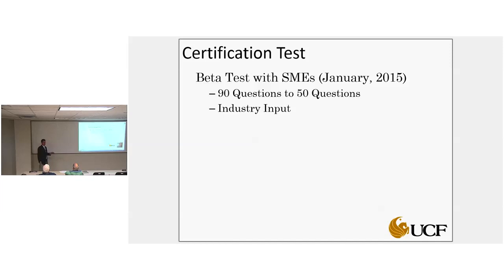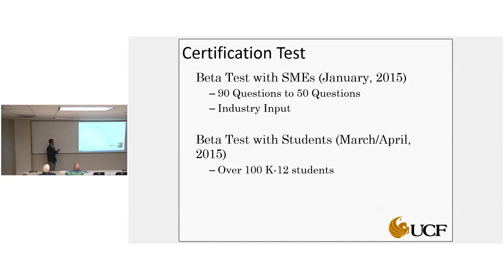We started with 90 questions. We're pruning it down to 50 questions with industry input, as I mentioned. So we have revised it. We've gone through an initial revision already, and it is being beta tested with students from those 5 schools in March and April. We're not sure of an exact date yet. We currently have over 100 applications from K-12 students to beta test it. From there, we'll do a final revision in the summer, and then it will go into play next academic year.